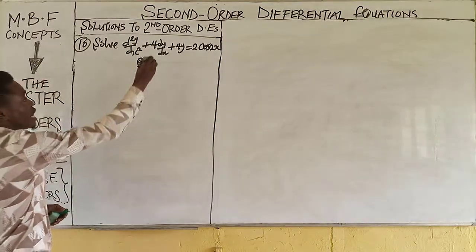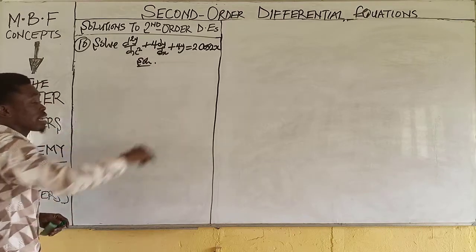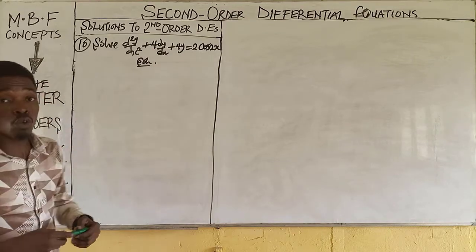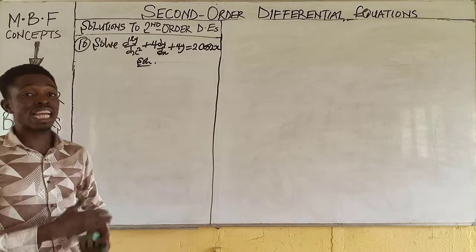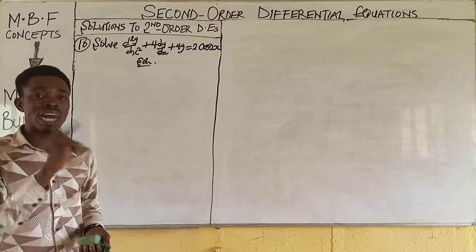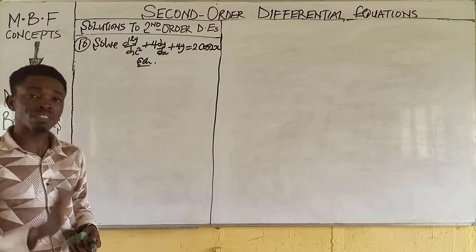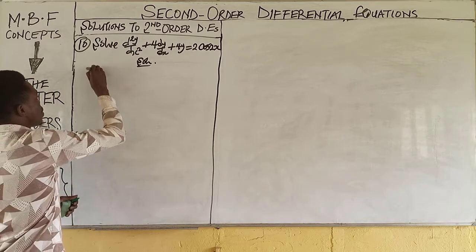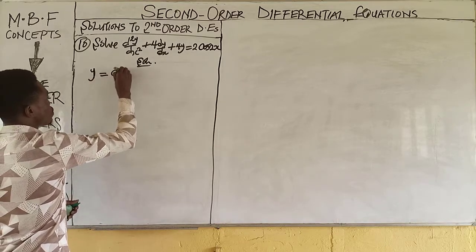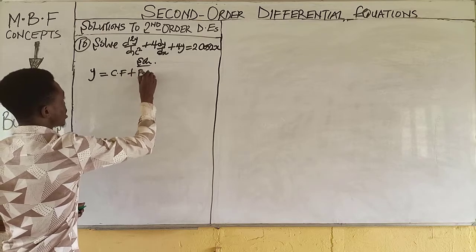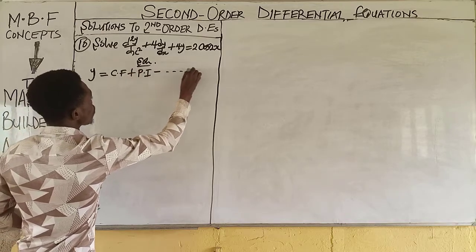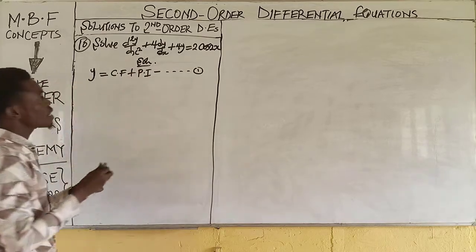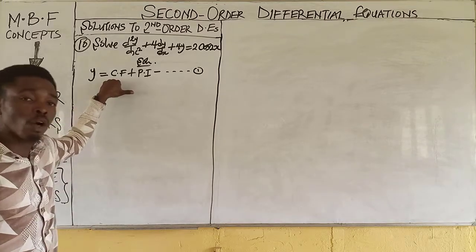Now we understand that in as much as the right hand side of this equation is not equal to 0 or is equal to any other function, we have two results here, which is the complementary function and the particular integral. So we put our general solution as complementary function plus particular integral. We'll label this as equation 1. So the next thing we are quickly going to do is to obtain the complementary function.